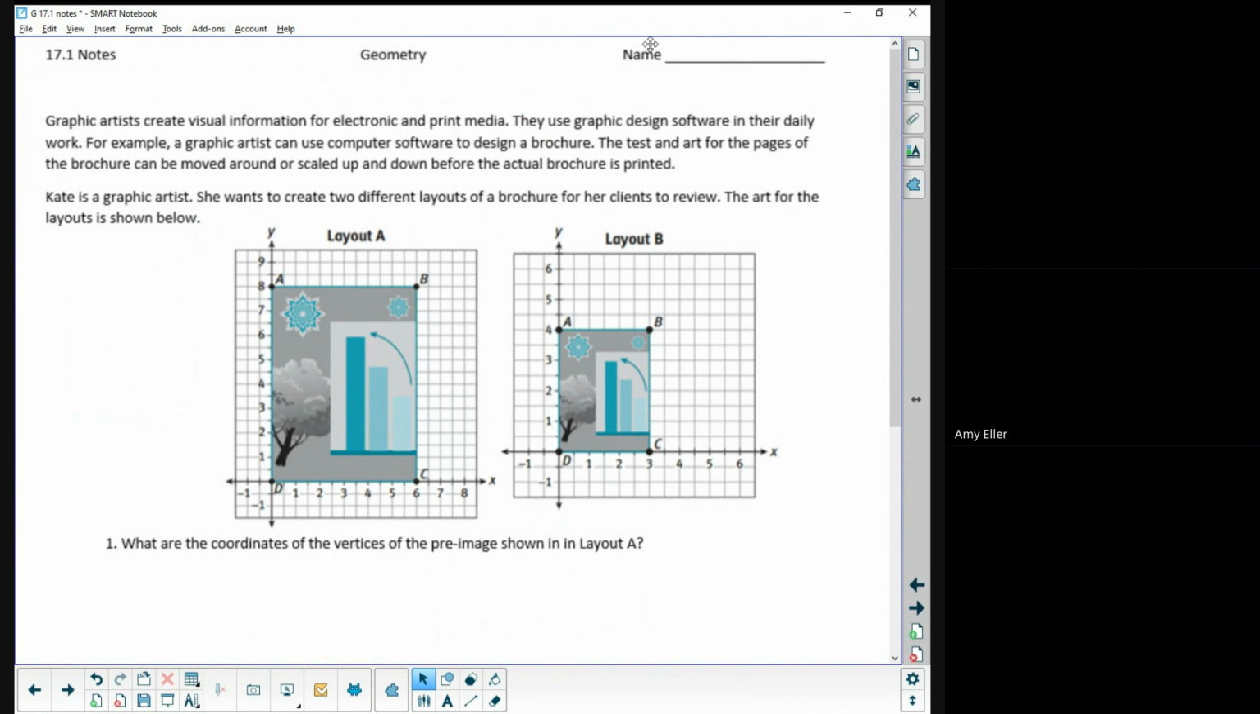Kate is a graphic artist. She wants to create two different layouts of a brochure for her clients to review. The art for the layouts is shown below. I have layout A here, and I have layout B.